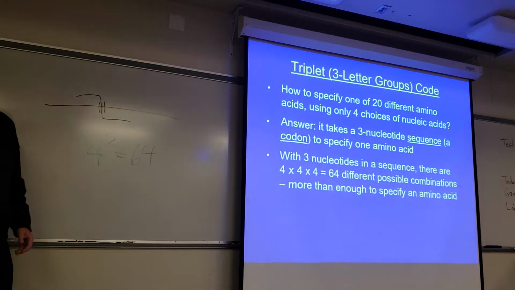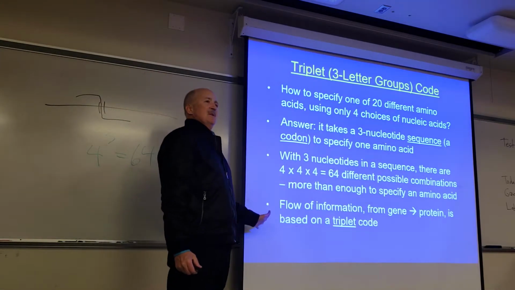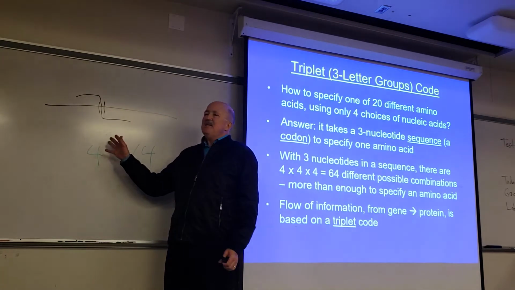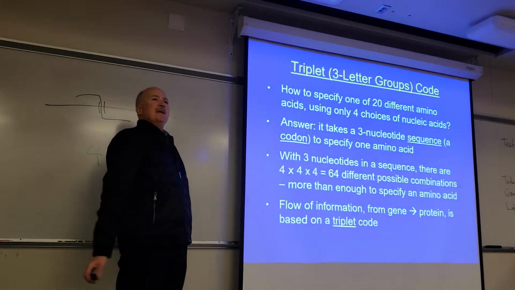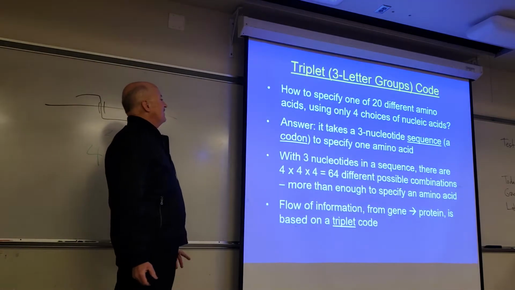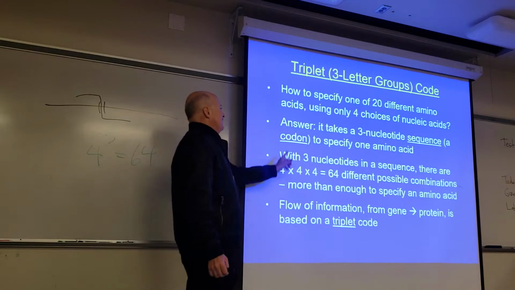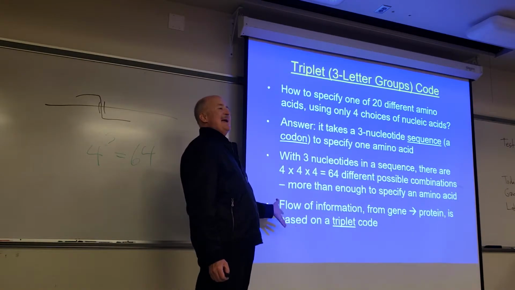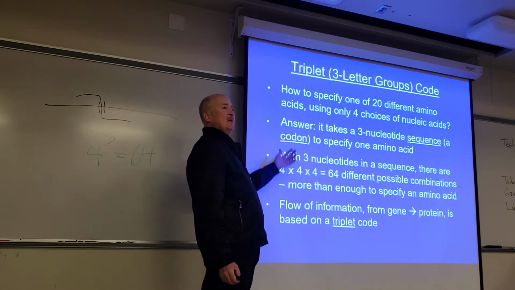So we've got that triplet code. That's how we're actually specifying the amino acids using these triplets. You have DNA triplets, which are these different 3-letter sequences within a gene. They are then transcribed to make a codon. So if you have something like an AAA in the DNA, it'll get turned into an AAA codon.